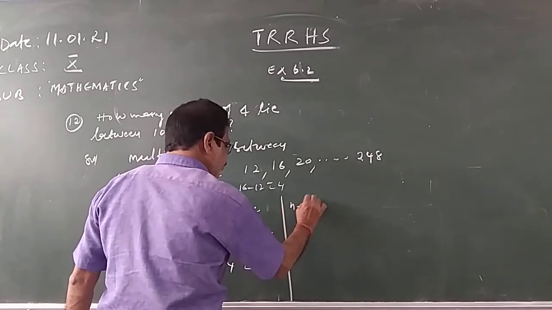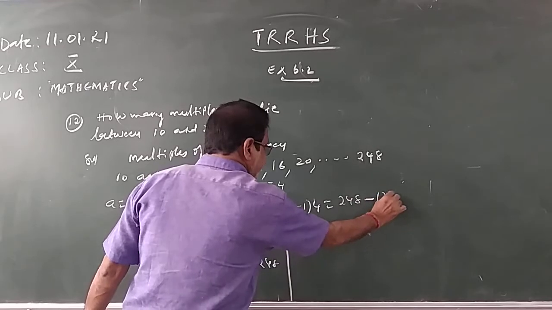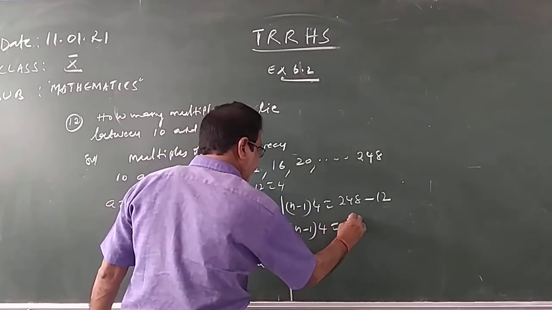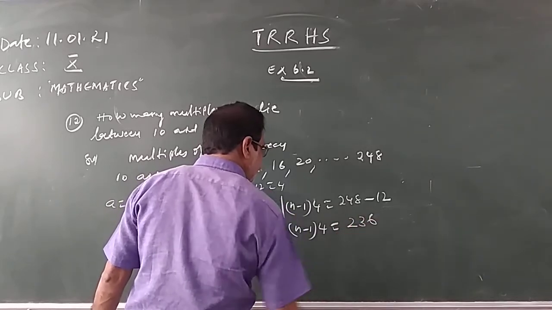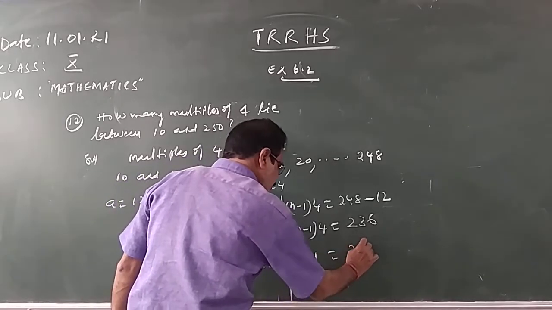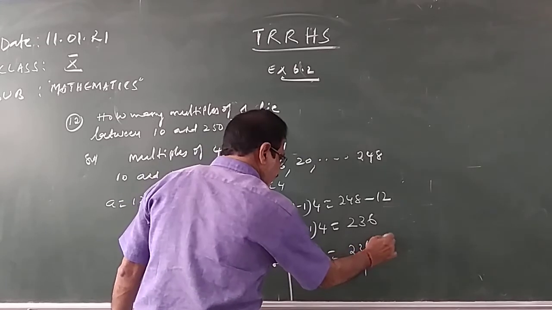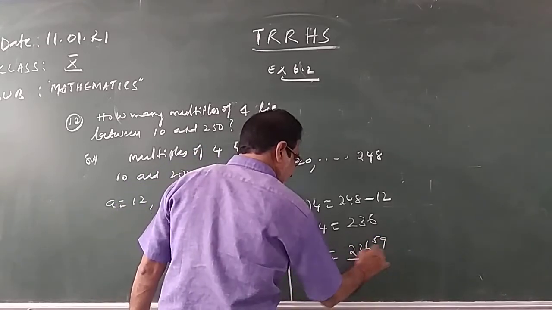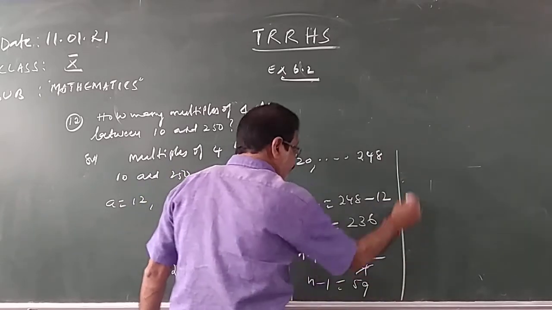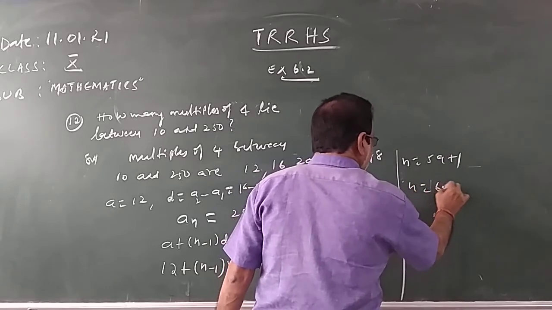Now n minus 1 into 4 is equal to 248. Shift plus 12 to the right side as minus 12. n minus 1 into 4 equals 248 minus 12, which is 236. n minus 1 is equal to 236 by 4. 4 5 is 20, 4 9 is 36, so n minus 1 equals 59. So n is equal to 59 plus 1, n is equal to 60.